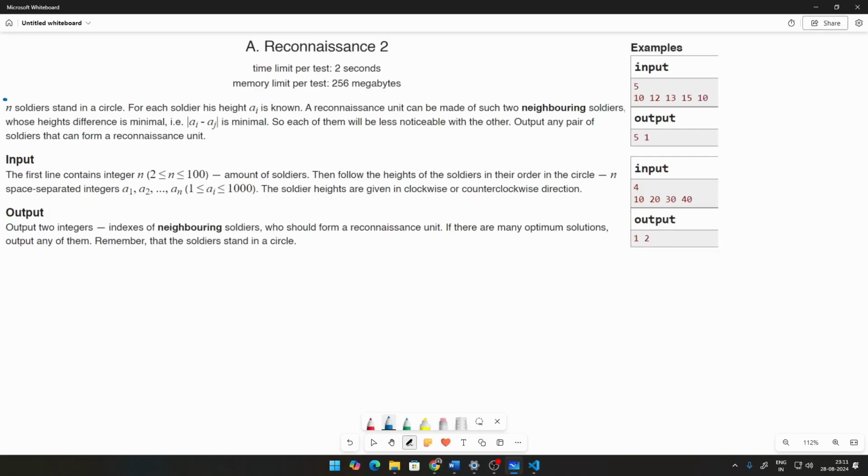We're saying that n soldiers stand in a circle. So let's assume there are 4 soldiers. They'll be standing in a circle like this. So there'll be first soldier, second soldier, third soldier, and fourth soldier. For each soldier, the height ai is known. Okay, so for i equal to 1 to 4, each soldier has an ai.